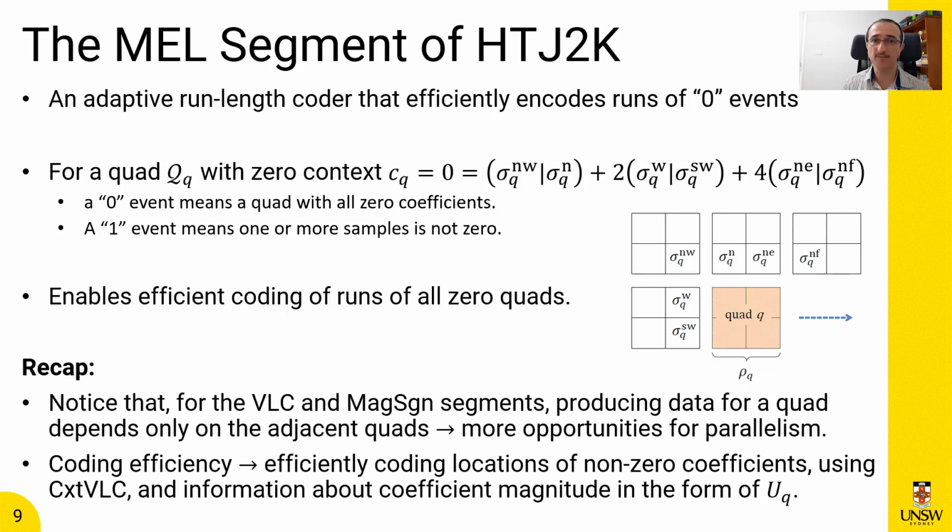Now we have a recap. Notice that for the VLC and magnitude segments, producing data for a quad depends on the adjacent quads only. This provides more opportunities for parallelism. Also, coding efficiency is obtained by efficiently coding the locations of significant coefficients using context VLC and information about their magnitude in the form of capital U.